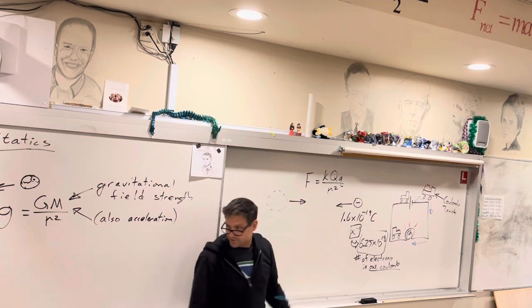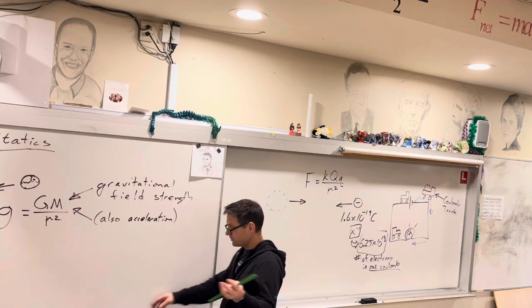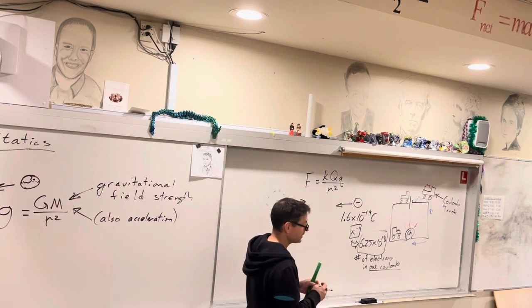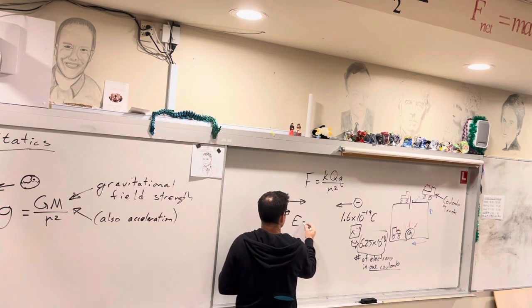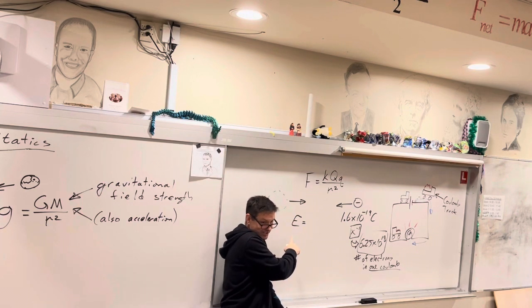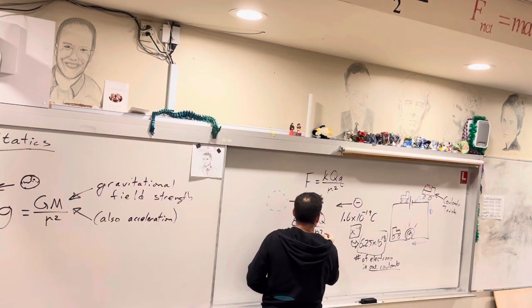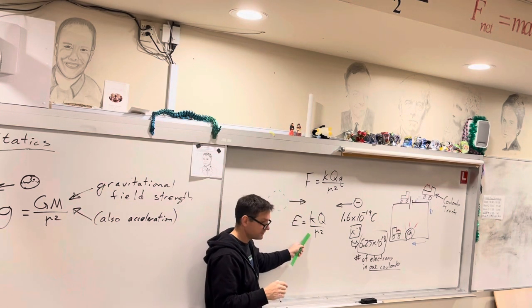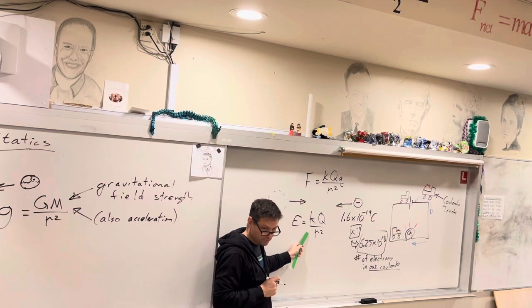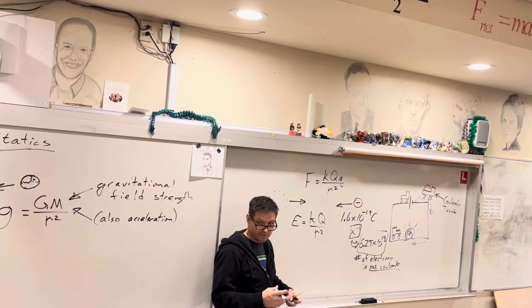The field of this, just like a gravitational field is GM over r squared, the electric field, which very confusingly is labeled E, not energy. Electric field. kQ over r squared, right? So if you have only one charge, it will emit a field out from it. Just like the Earth emits a gravitational field, any charged object will emit an electric field.